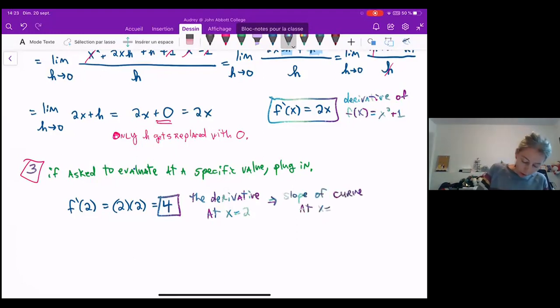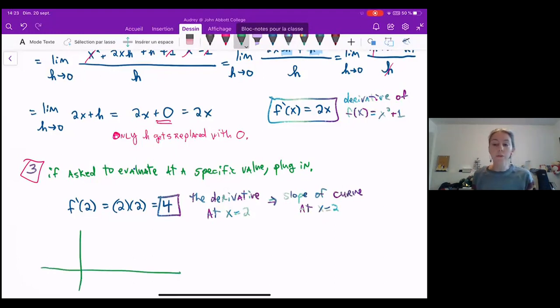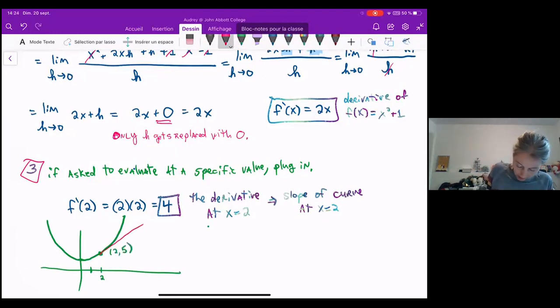And if we wanted to draw a little graph just to see that, our original function was x squared plus 1. So that's like this happy parabola, x squared plus 1. Here's this point 2, 5 when x is equal to 2. If I draw a tangent line here, so in other words, I remind you, a tangent line is just a line that briefly grazes the function and is going in the same direction as that function. That's that 4. The slope of that line is 4.